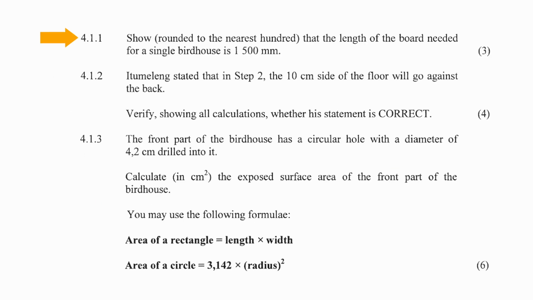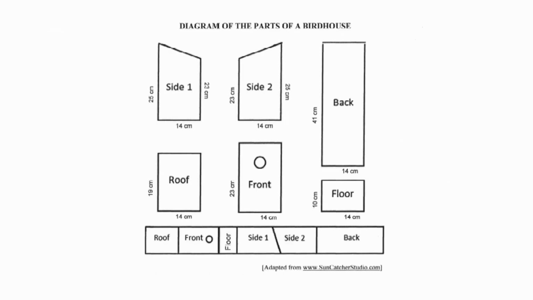In question 4.1.1, you are instructed to show rounded to the nearest 100 that the length of the board needed for a single birdhouse is 1,500 millimeters. On Annexure C, this part of the assembly diagram shows the arrangement of the longest sides of each one of the pieces needed, excepting for the floor where the length of the width is used side by side.